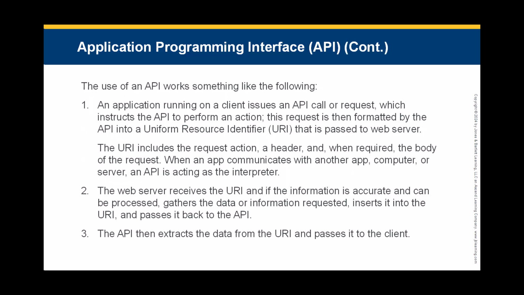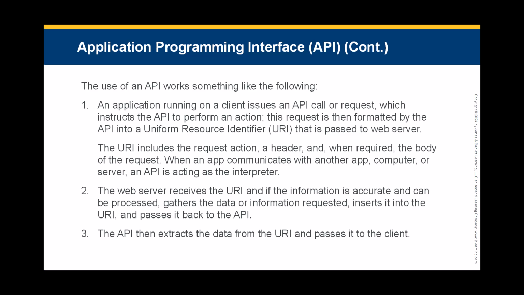We're breaking down how an API actually works step by step. While APIs often sound abstract, this process happens constantly behind the scenes whenever applications communicate with each other. Let's start with step 1. An application running on the client, such as a web browser, mobile app, or desktop application, issues an API request. This request tells the API what action it wants to perform. For example, a mobile banking app might request an account balance, or a shopping app might request product availability.